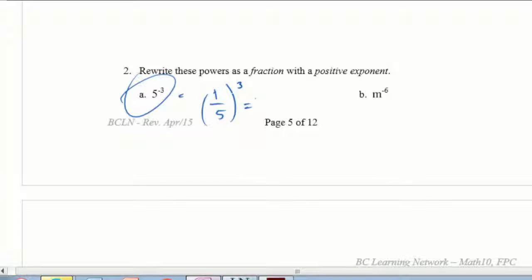And this is exactly what I just did, where we had the 1 on the top. I don't even need that, 5 to the power of positive 3. And then same deal with this, 1 over m to the power of 6, 1 over m to the 6.